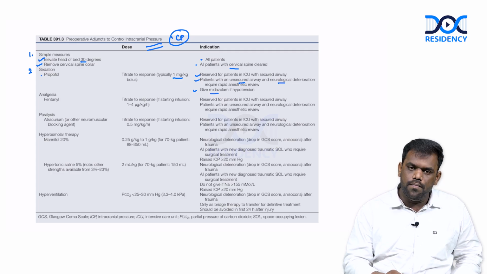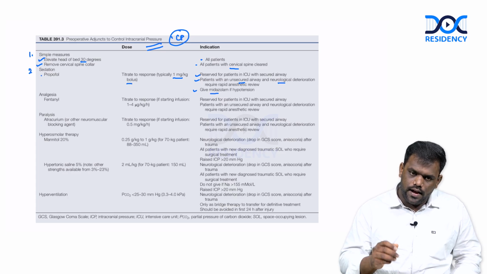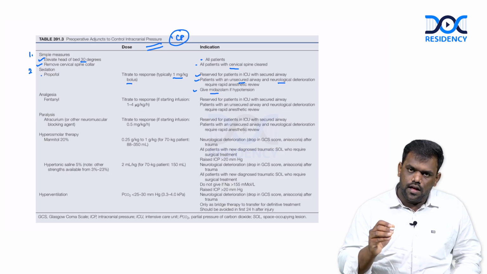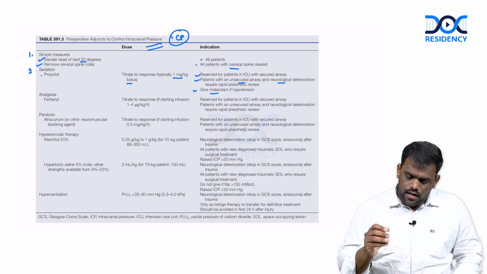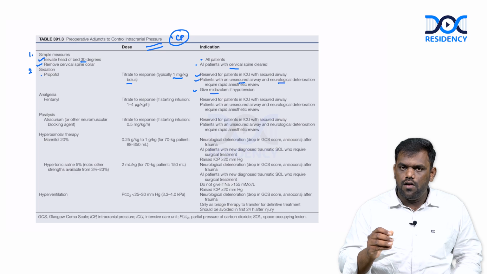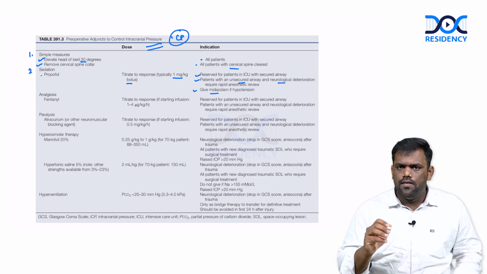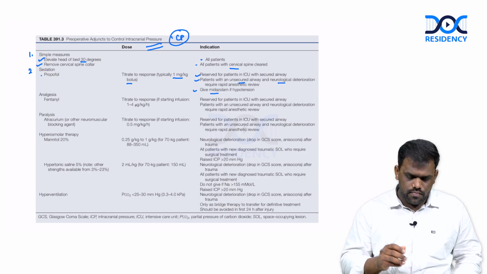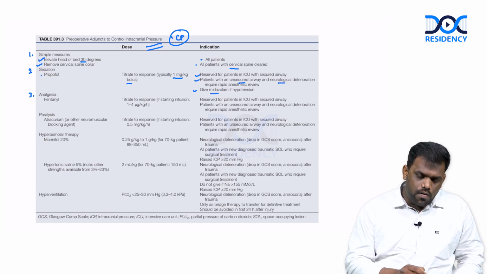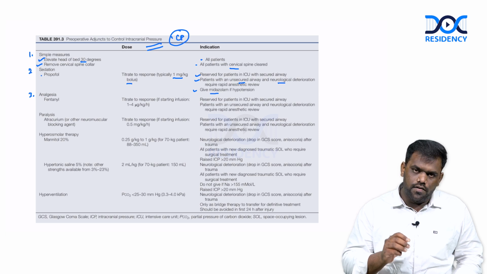Propofol is typically a 1 milligram per kilogram bolus, and you have to titrate according to the response. It should be used in ICU with a secured airway, and also in unsecured airway with neurological deterioration when you are going for rapid sequence induction. Suppose the patient develops hypotension due to propofol, use midazolam. And proper analgesia you have to give.